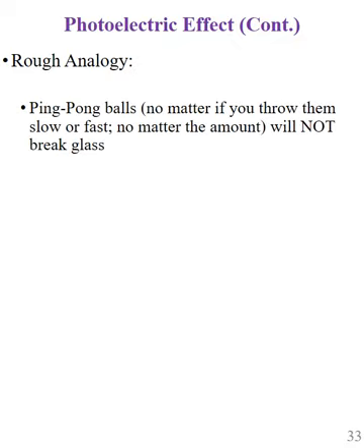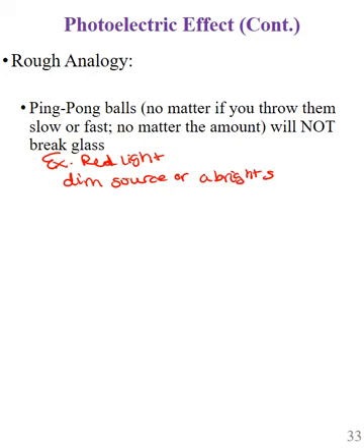Let's think of this as an analogy, because you may be kind of lost right now. Think of it as ping pong balls. No matter if you throw them slow or fast, and no matter the amount, so if you throw 1 versus 100, you will never be able to break the glass. This would be an example of that red light. So no matter if you use a dim source or a bright source, no electrons would be emitted.